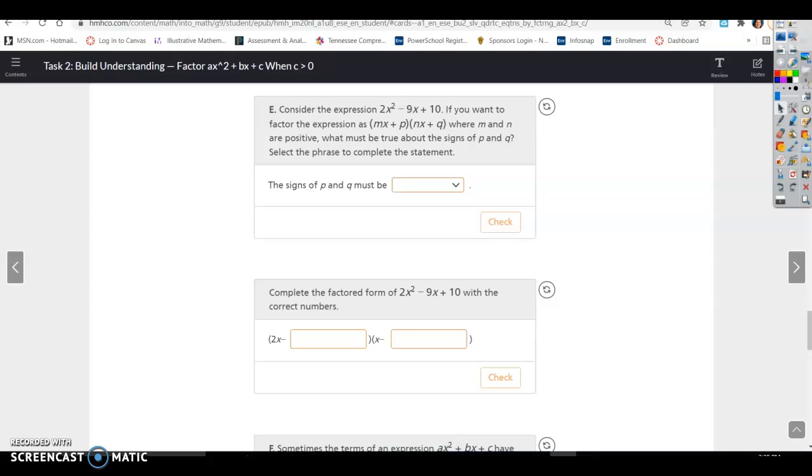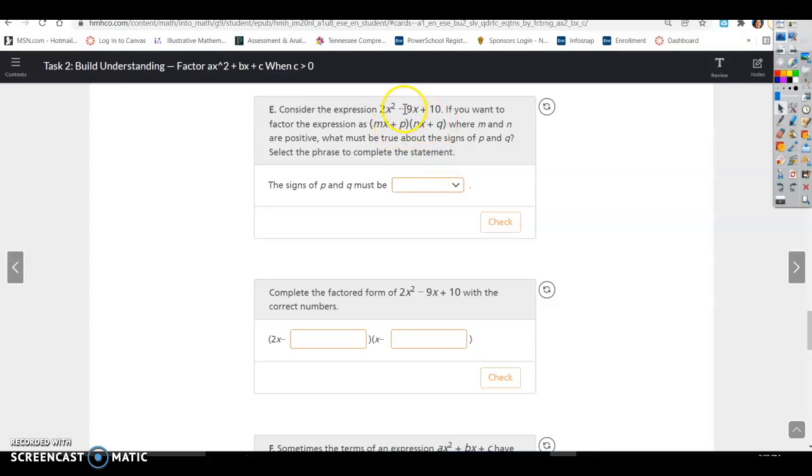Lesson 17.3, we're finishing task 2. All right, it says consider the expression 2x squared minus 9x plus 10. If you want to factor the expression where m and n are positive, what must be true about the signs of p and q? All right, select the phrase to complete the statement.